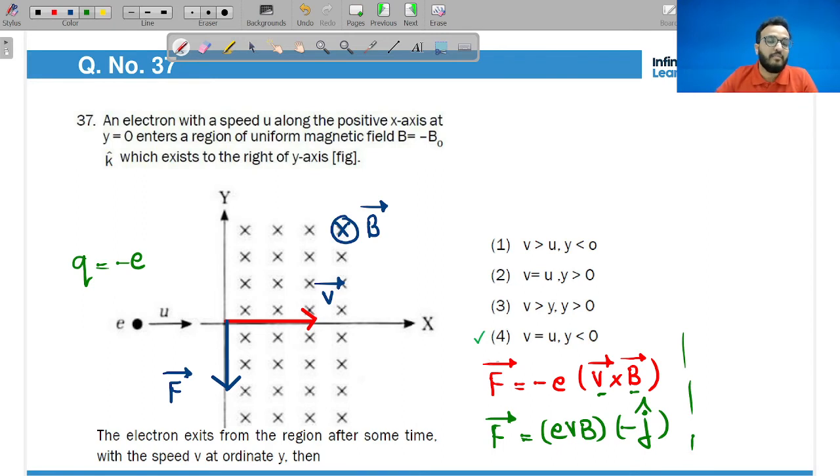So first of all, a magnetic field does not change the kinetic energy, it doesn't change the speed of the charged particle. So V is going to remain equal to U. So either the second option is correct or the fourth option is correct. But V is going to be less than 0.